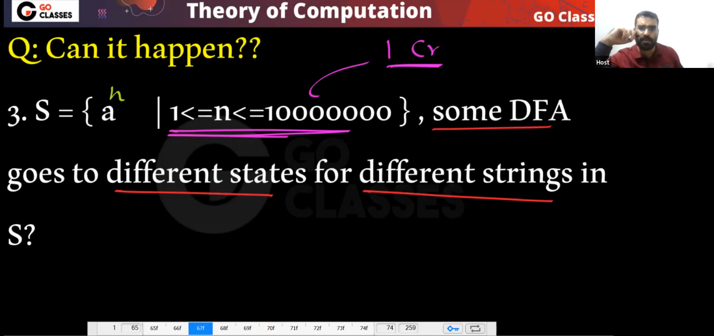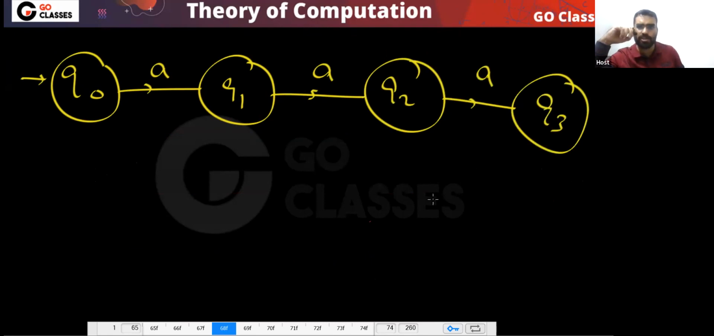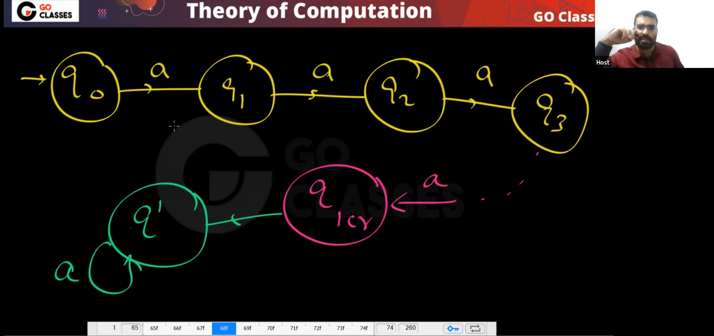If I have, for example, this type of DFA I can create, then this statement is possible. Can it happen? Yes, it can happen, because I can create this type of DFA. Q0 on A goes to Q1. On another A, it goes to Q2. On another A, it goes to Q3. So on A cube, it goes to Q3, and so on, up to Q1 crore. And then maybe I can create one more state. That is my choice. So now you tell me, how many states?